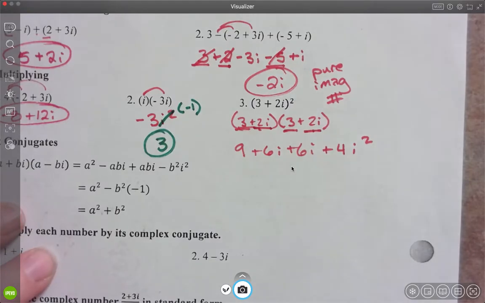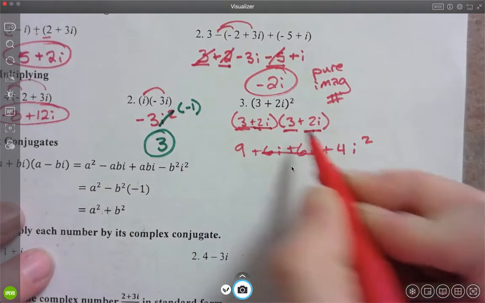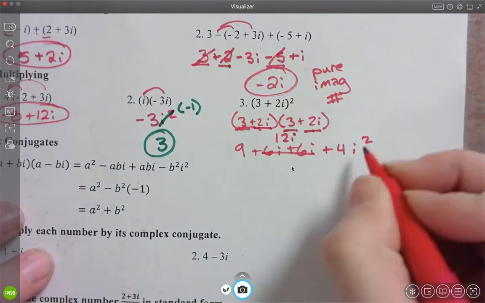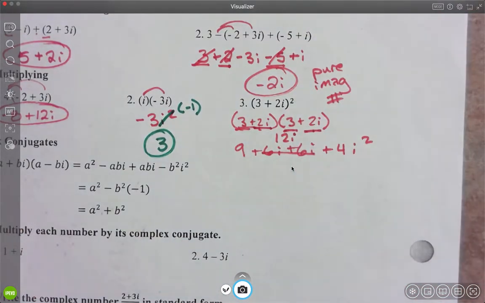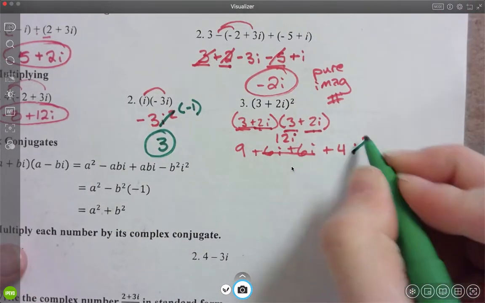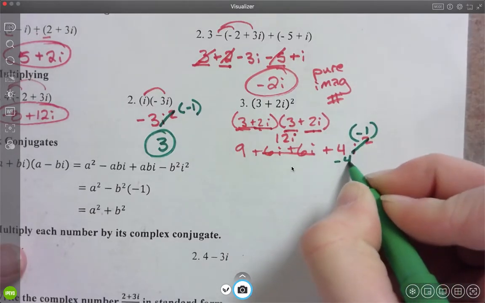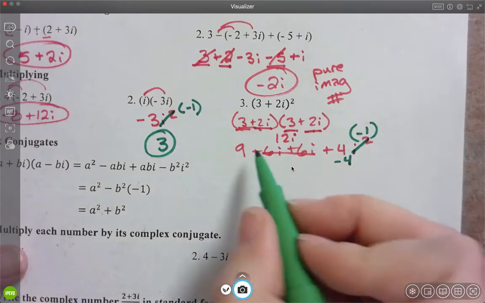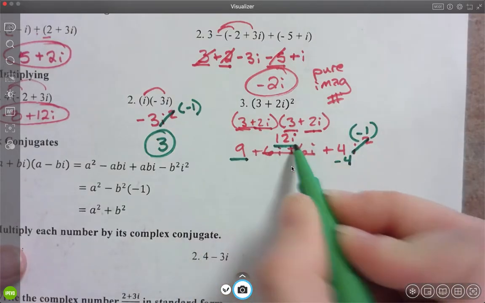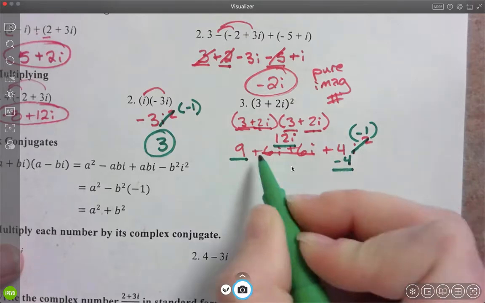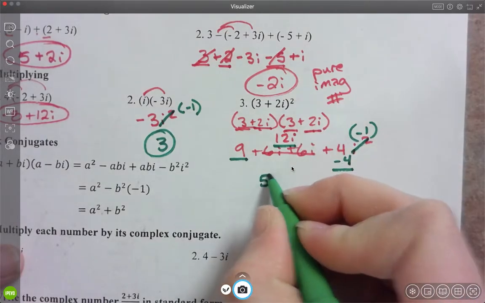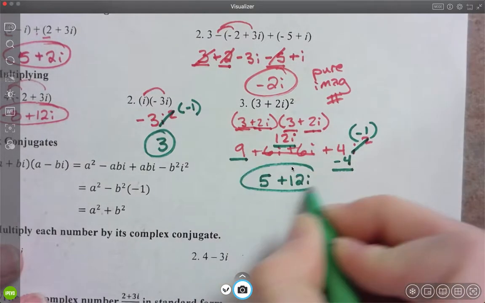Now, if I put these middle two pieces together, that's 12i. But we always reduce if it's bigger than i, and i squared is negative 1. So positive 4 times negative 1 makes this negative 4. Now when I put my pieces together, I've got 9, I've got 12i, and I've got negative 4. 9 and negative 4 can go together, that makes 5, plus 12i, and there it is.